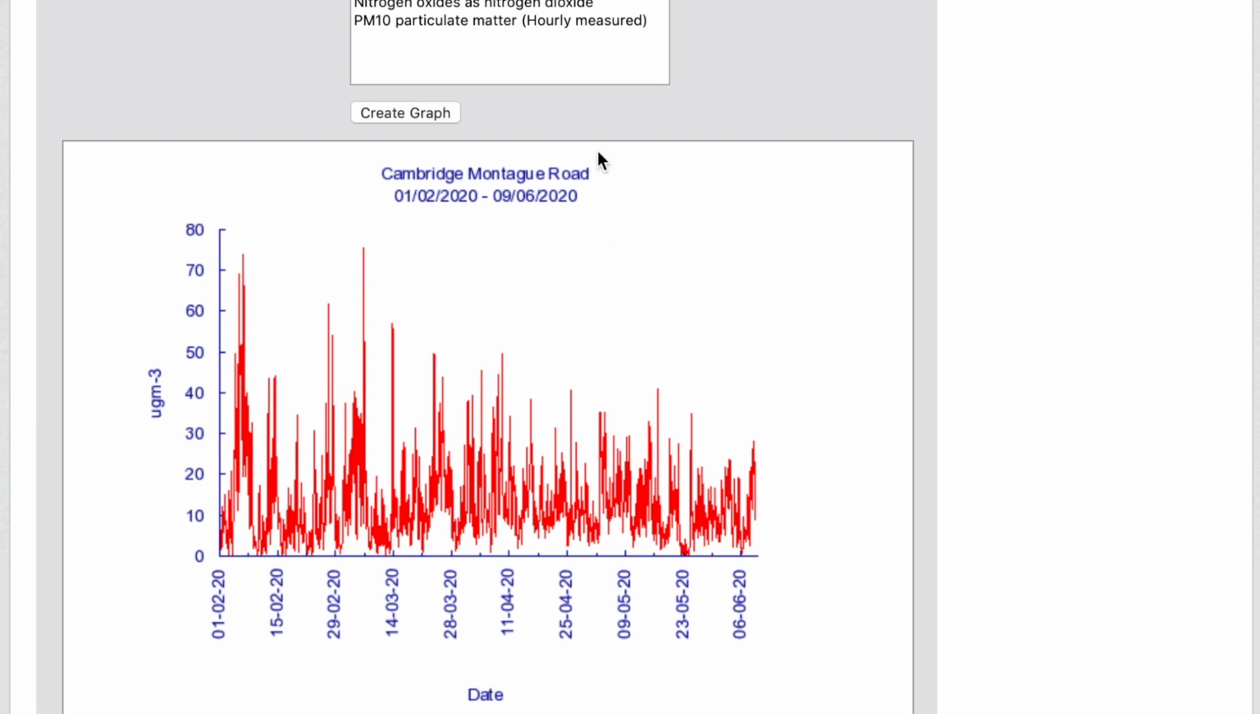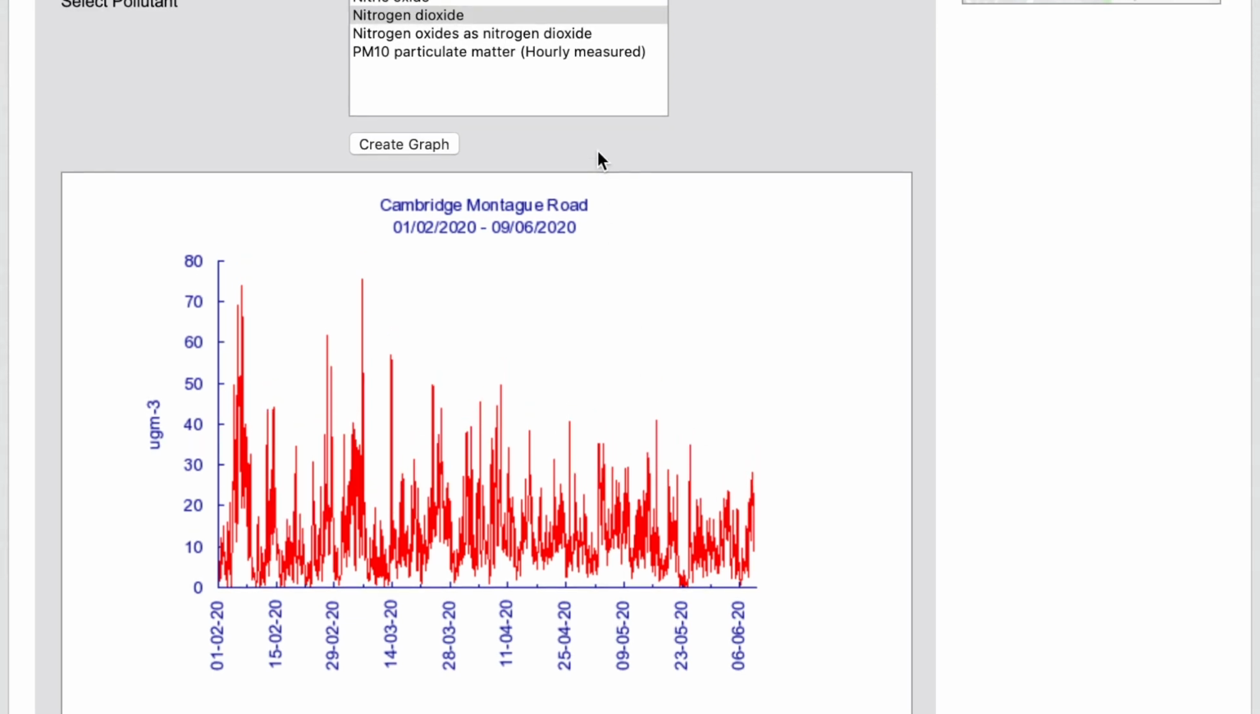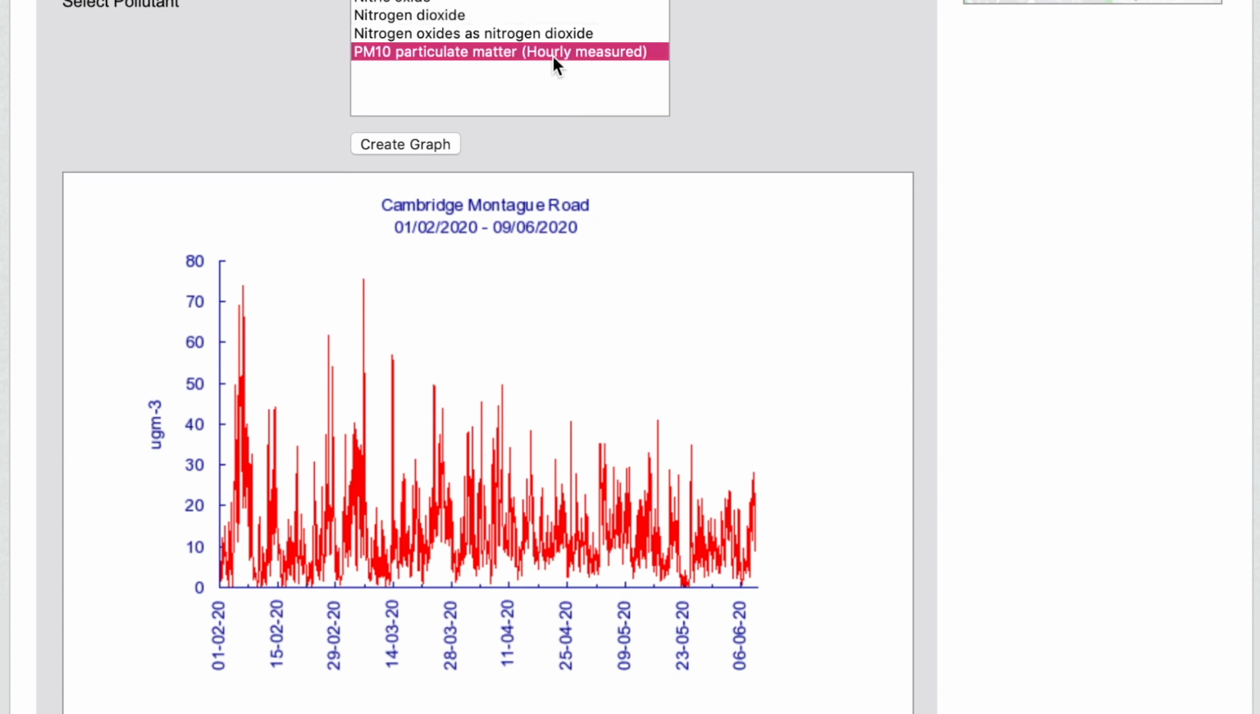Before we do, let's just have a quick look at the PM10 and see how that is looking for these same periods. So instead of clicking on nitrogen dioxide, we'll click on PM10 and we'll create graph again and see what that looks like.